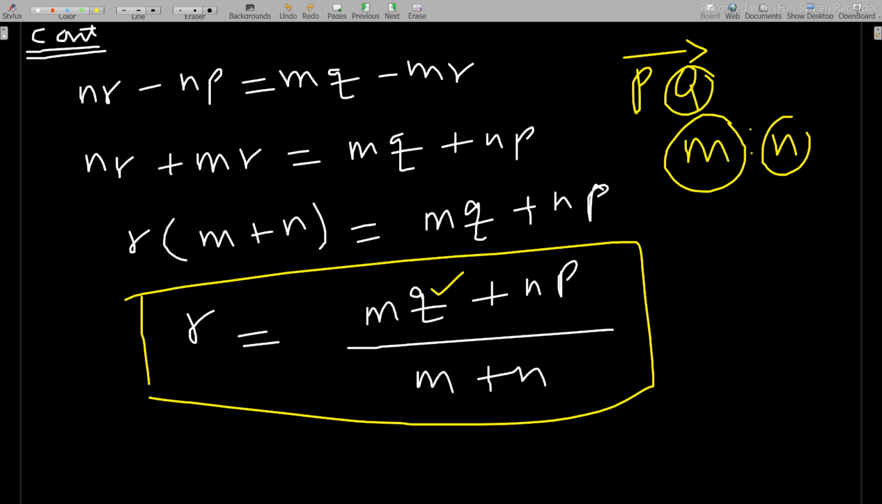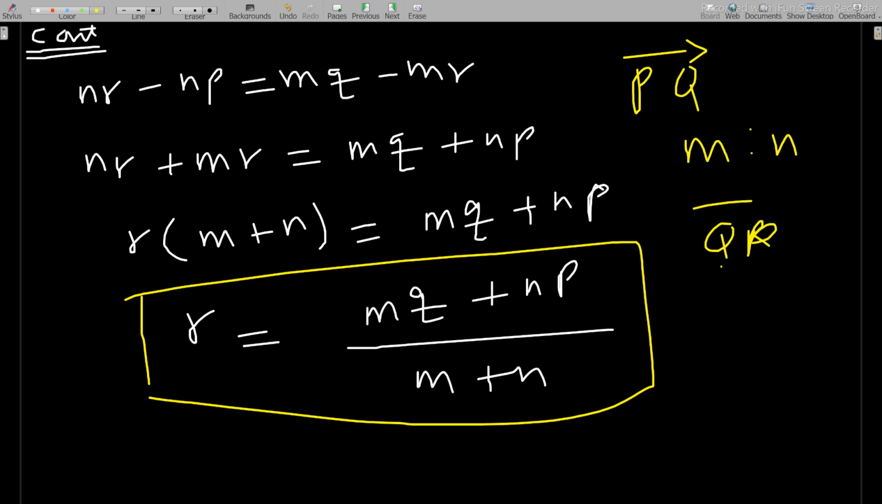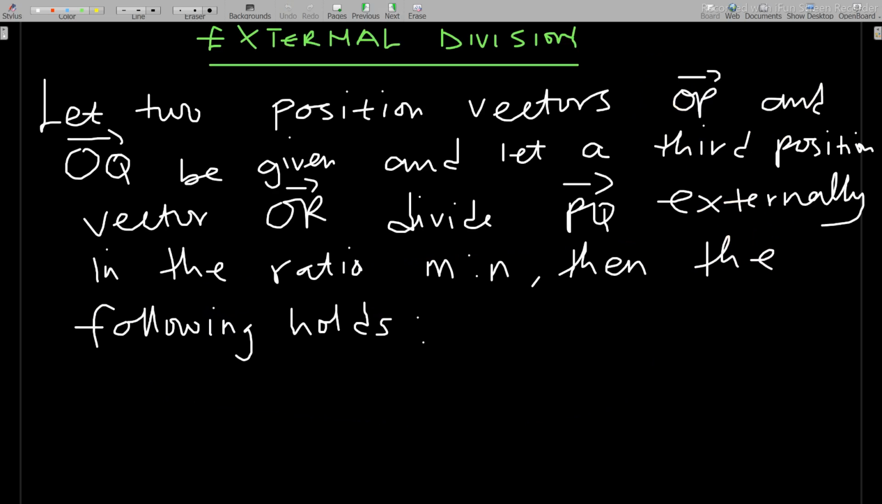If the question said to find the position vector of the point that divides the line segment QP, this would have been different. I hope you get this. Just look at how your vector or your question is being given, and you know how to go about it. So this is the formula for the internal division. Let's quickly go through the external division, and we'll be done for this video. In the next video, we'll take examples.